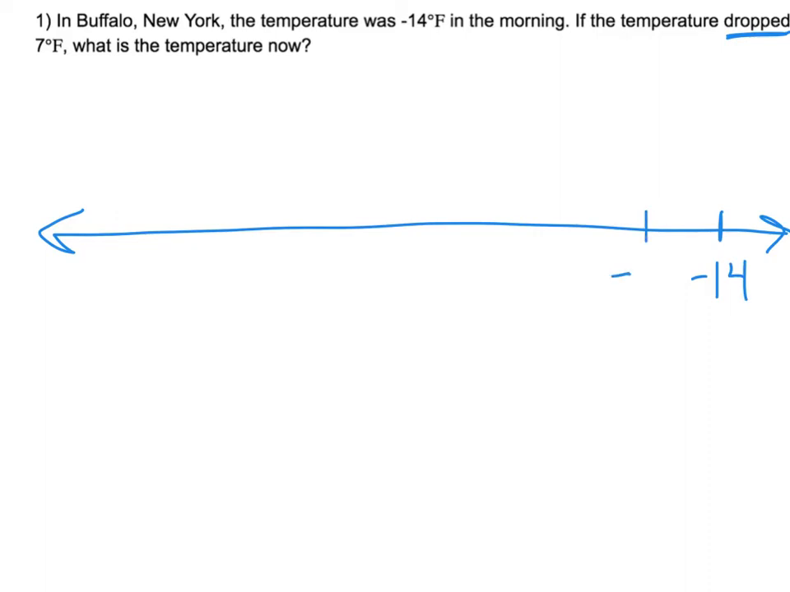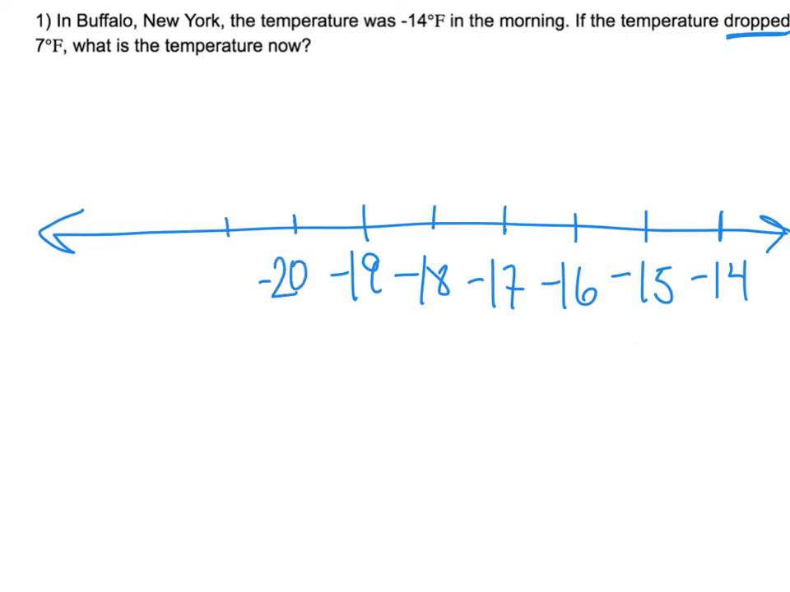Negative 14, negative 15, negative 16, and notice I'm being really careful to try to make my spacing as even as possible. You are going to want to do that as well because that's going to more accurately reflect the changes in numbers, which is going to help you when you go to make graphs later on. So this is negative 21, negative 22, negative 23, and we should be okay from here.